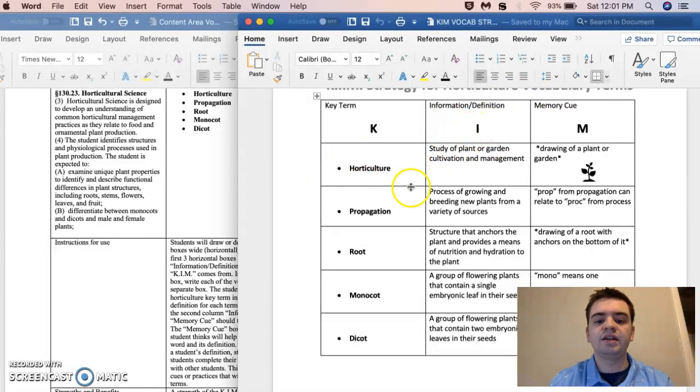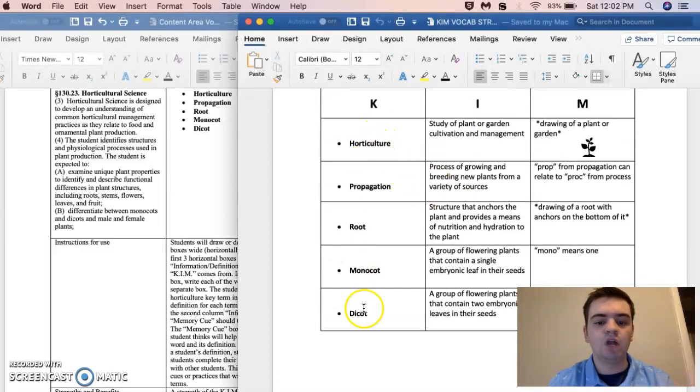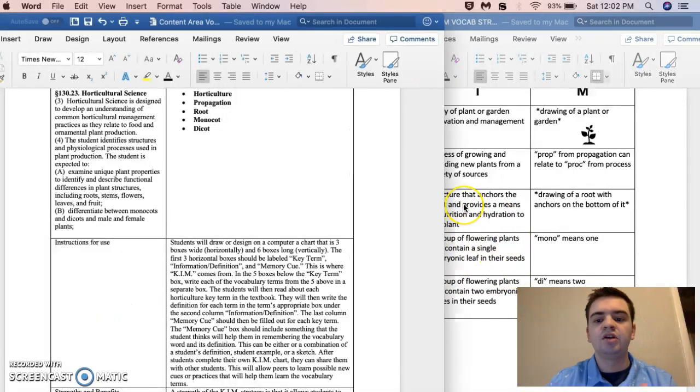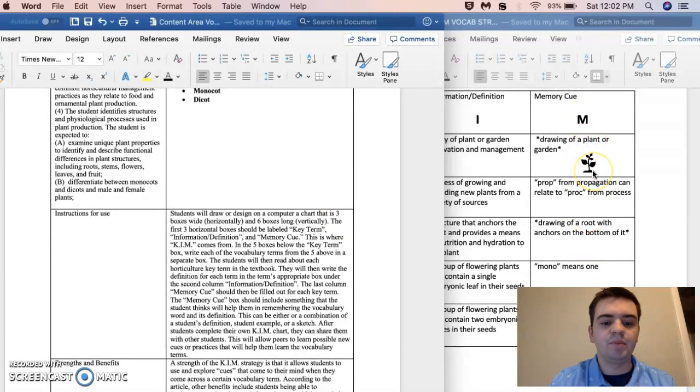So the student will find the definition of horticulture while they read it, and they put it down here in the I section, and the definition was study of plant or garden cultivation management. They did this the same for everything, such as monocot also, which they read out of the textbook and learned that a monocot is a group of flowering plants that contain a single embryonic leaf in their seeds. So you have the term, then you find the definition from the reading. And then the last column, the M column, is for memory cues. And these are just going to be something that the student thinks will help them in remembering the vocabulary word and its definition.